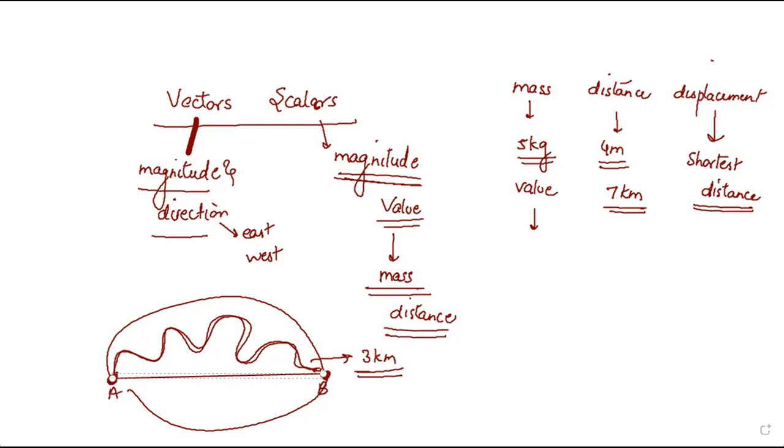And if this is my shortest distance, I can specify my direction as well in that case. How can I specify my direction? I can say I have moved, suppose, 2 kilometers, right? This was my initial position. This was my final position. So I have moved towards the east, 2 kilometers east. In this case, I'll be able to specify my direction as well as my magnitude. So I can say displacement is a vector quantity.